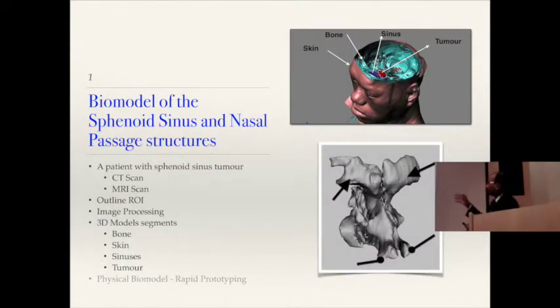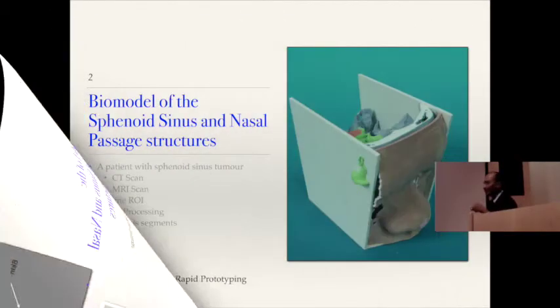This is the current paper I'm presenting here. We created a biomodel of the sphenoid sinus of this particular region. My group has created many types of biomodels, and this is the one I'm going to show you now. The method was the same: we got the CT scan and the MRI scan, and we did region of interest, image processing, and 3D model segmentation. We had to create the tumor, the sinuses, the bone, and the skin. Using various algorithms, we created this picture of the sinuses. More details are available in the paper.